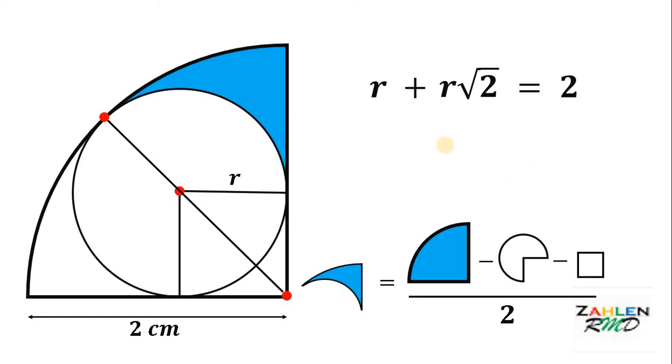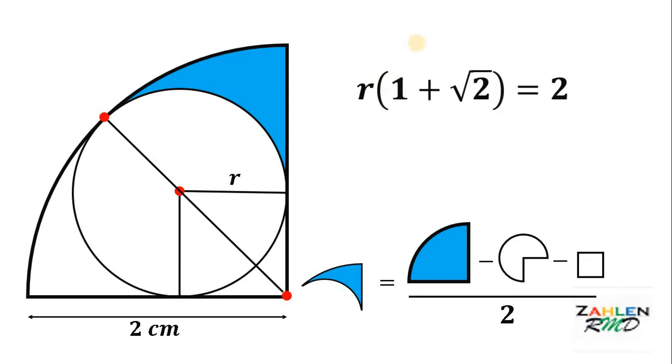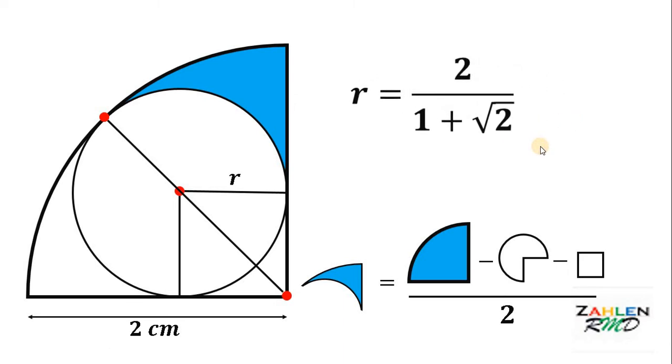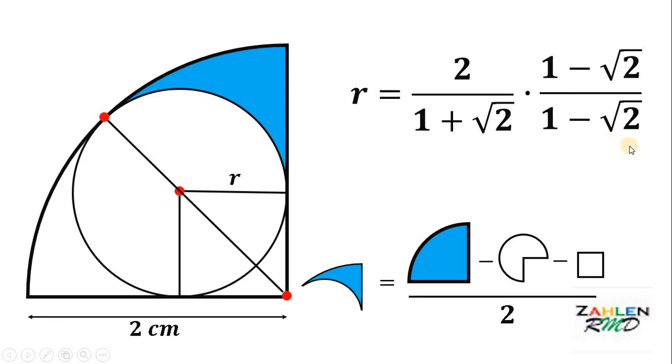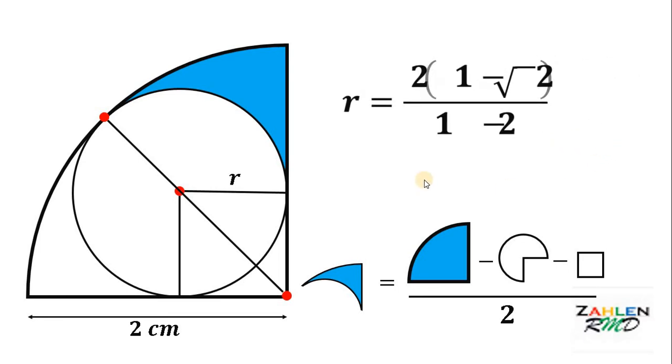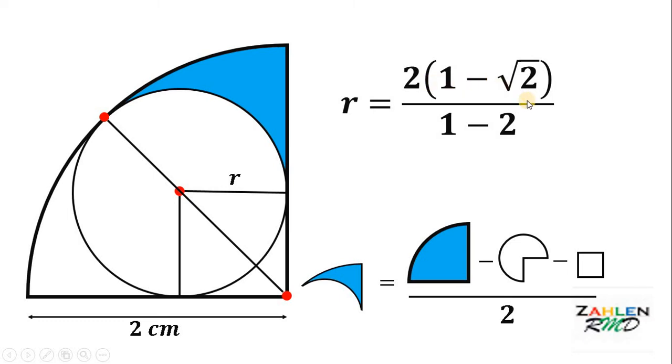Now at this point, let's solve for the value of r. To do that, let's factor out r. So we have r multiplied by 1 plus square root of 2 equals 2. Next, divide both sides by 1 plus square root of 2. Next, rationalize the denominator by multiplying by its conjugate, which is 1 minus square root of 2. Now multiply: the numerator becomes 2 multiplied by 1 minus square root of 2, and the denominator becomes 1 squared minus square root of 2 squared, or simply 1 minus 2. And 1 minus 2 will give us negative 1.